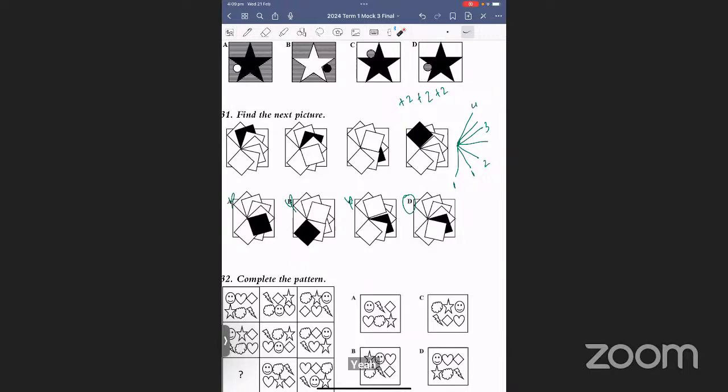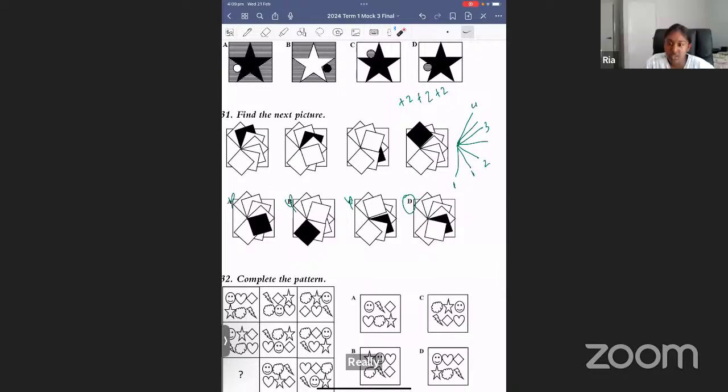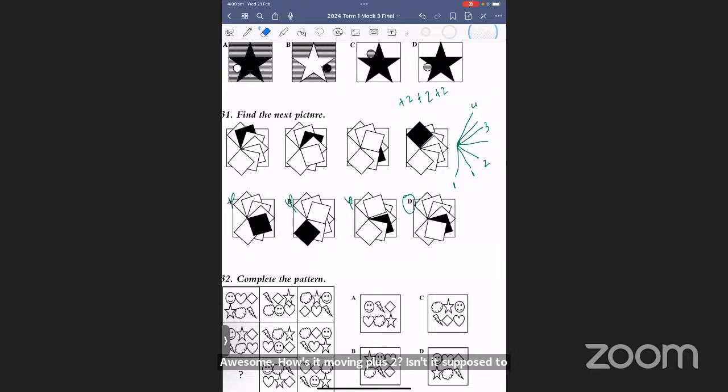Ria, you're behind it? How's it moving +2? Isn't it supposed to be +1? No, it's not. The reason is, if you look at the map, from here, it goes 1, 2, 1, 2, 1, 2. Like that.